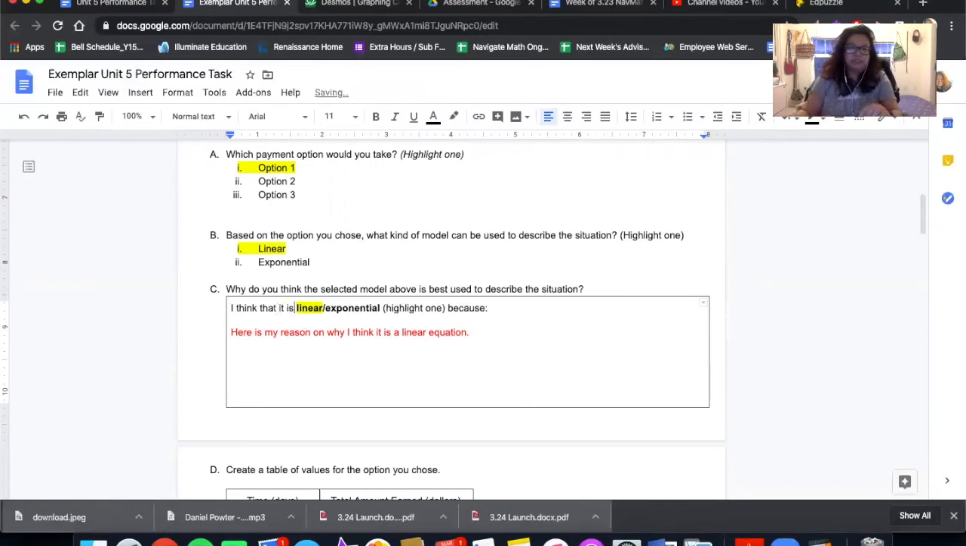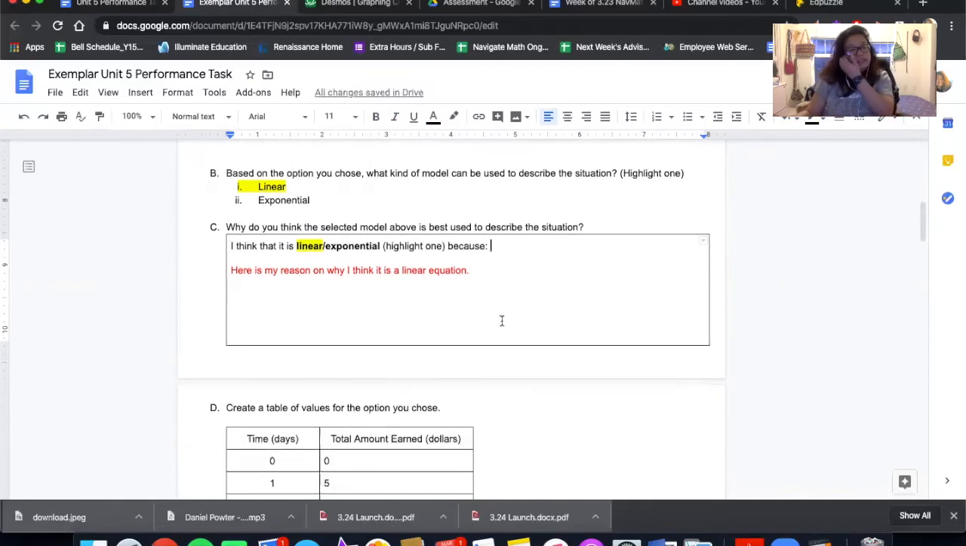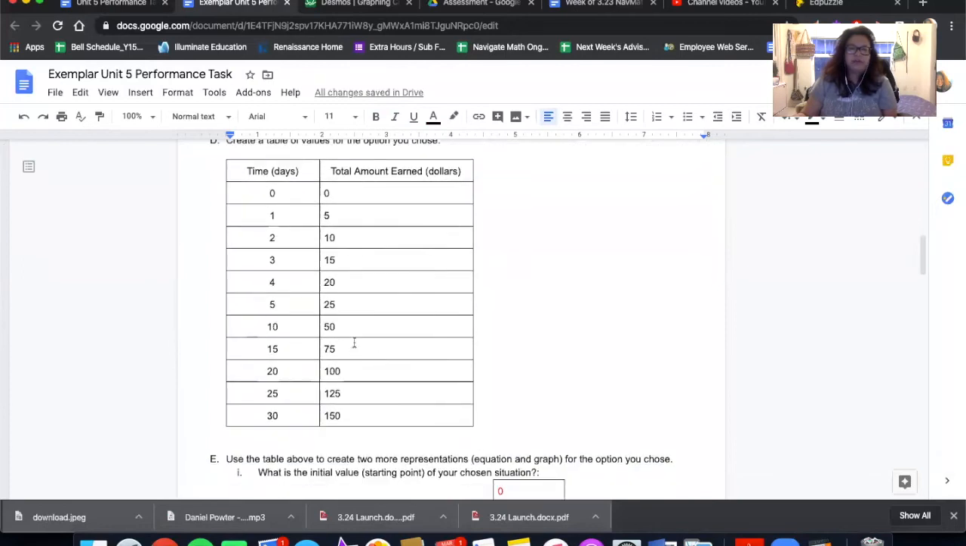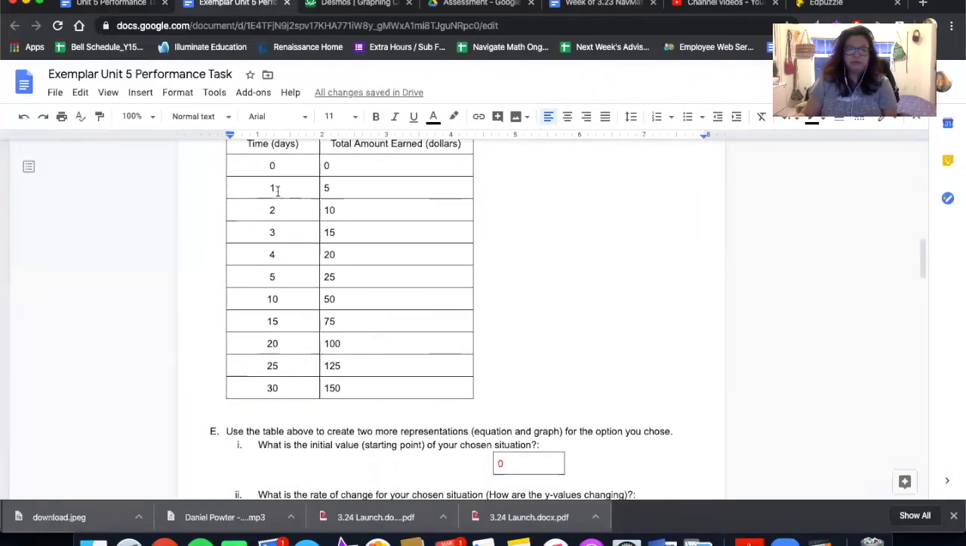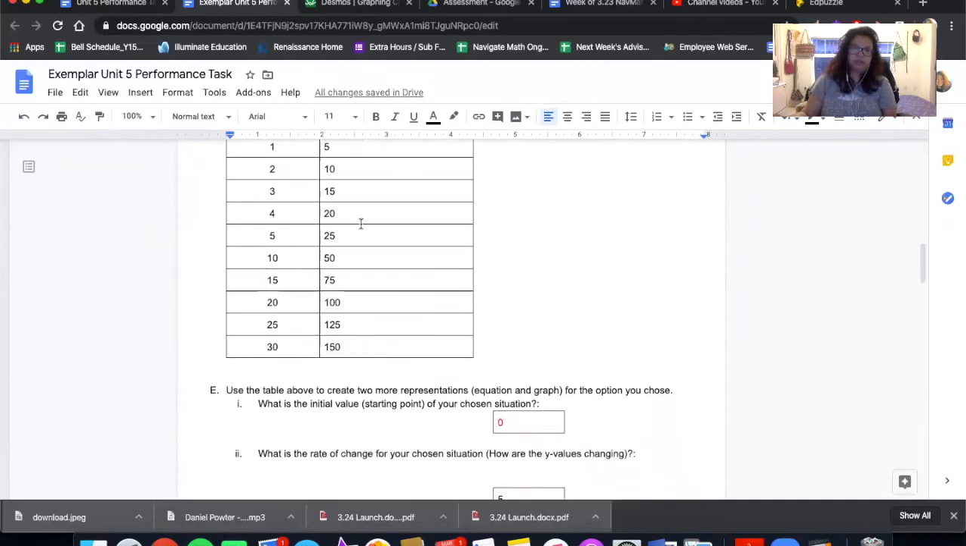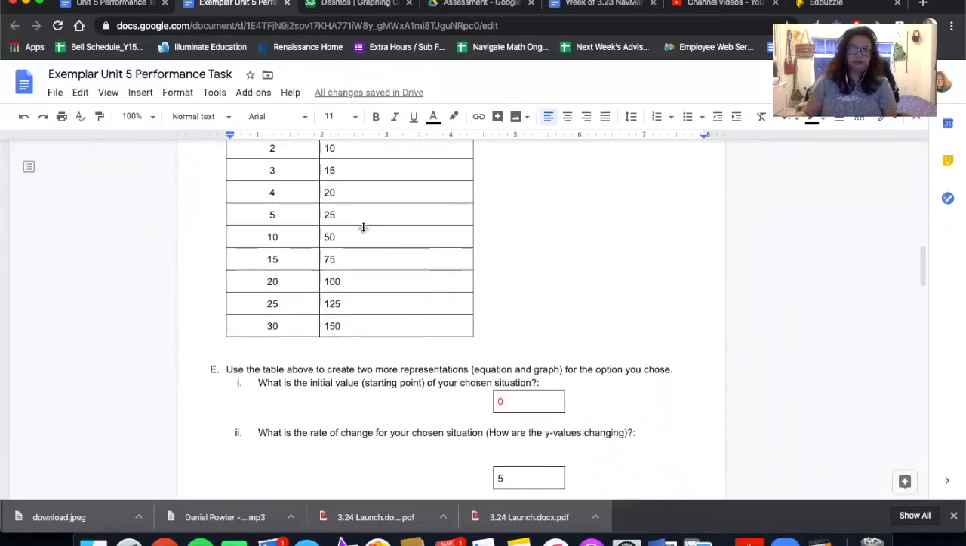It is linear because, and then I'm going to give a reason why I think this is linear. I went ahead and created a table of values for my payment option. As you can see, this payment option is getting $5 more a day. And that's none of the options I was given. So remember, these are not the correct values.